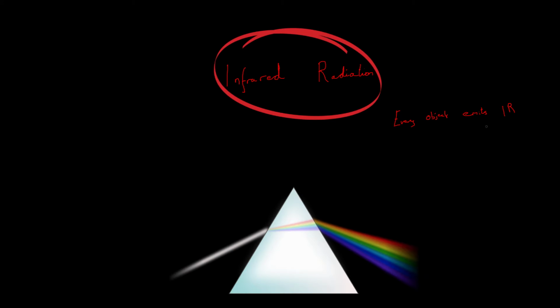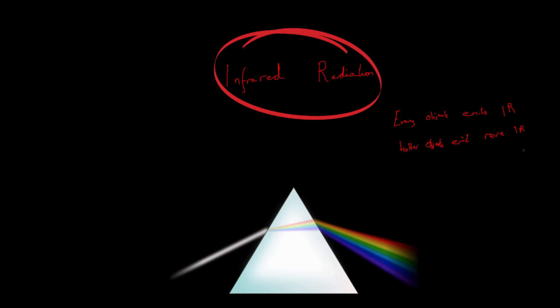Emits infrared, but they don't all emit the same amount. And so hotter objects emit more infrared. So as something gets hotter, it starts to emit more infrared radiation. If something cools down, it will emit less infrared radiation.